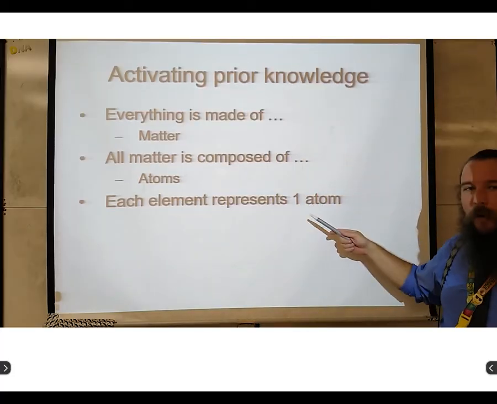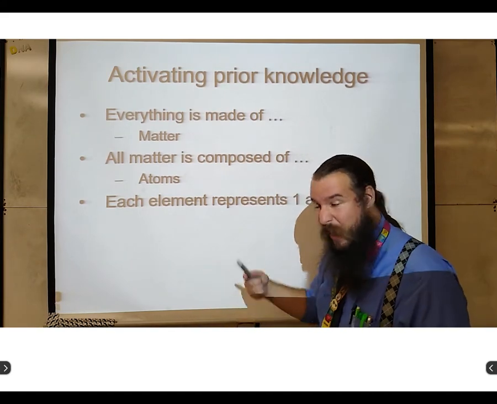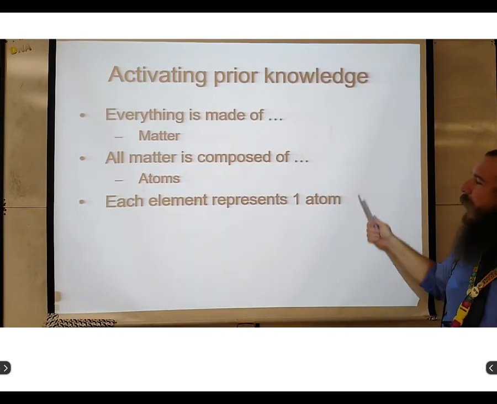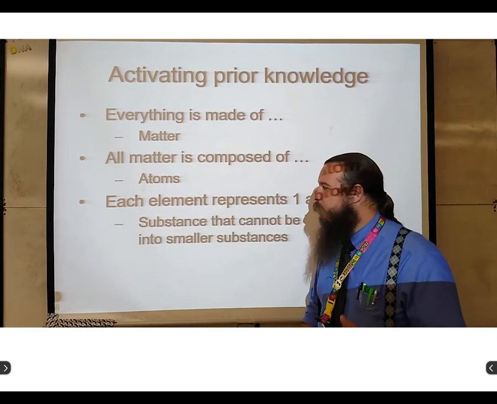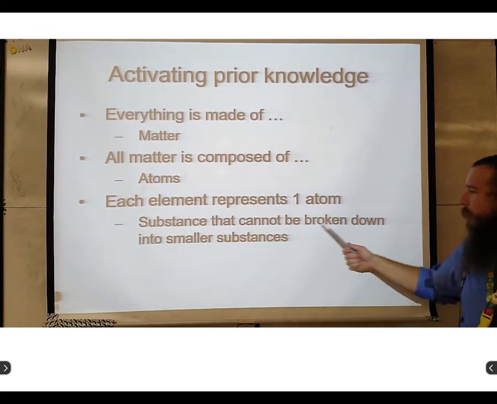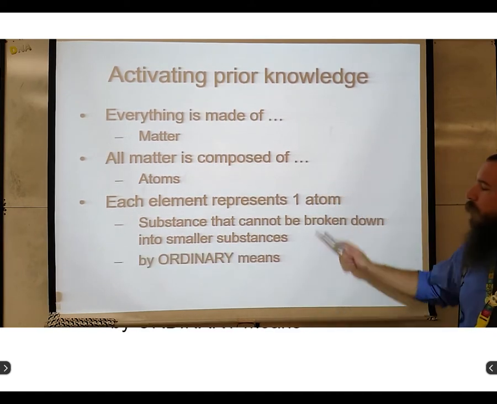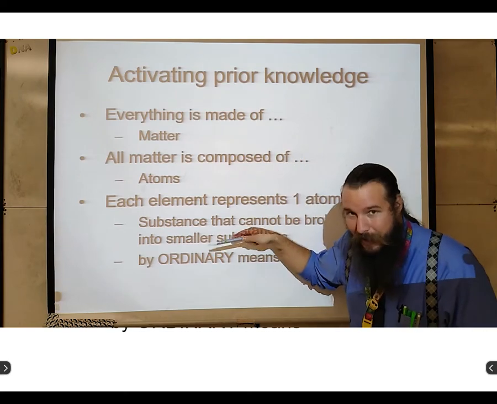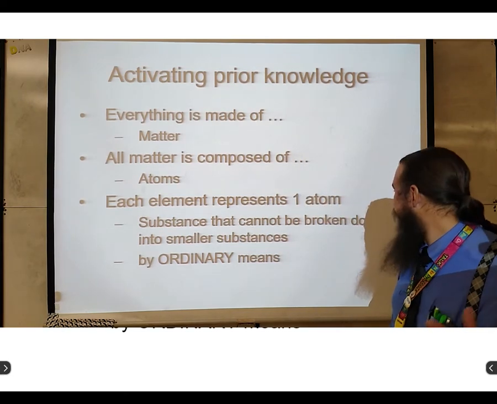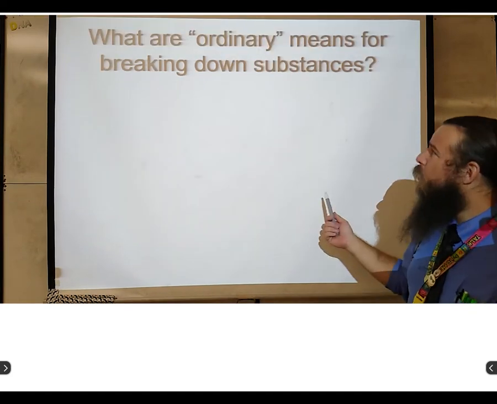Each element on the periodic table of elements, which, P.S., that's what we're learning about now with chemistry, represents one atom. So that's how we actually define an atom or an element. Any substance that cannot be broken down into smaller substances, wait for it, using ordinary means. That's our official textbook definition, which begs the question, what are ordinary means?